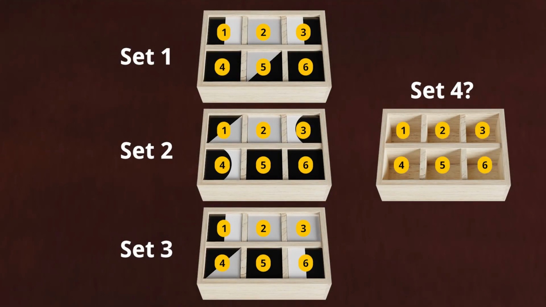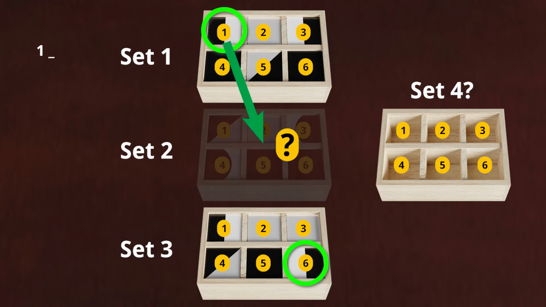Let's label the cubbies 1 through 6 for simplicity. The cube in cubby 1 has a vertical split with the black on the left. When it rotates to set 2, it will either show all white or all black. Then, when it rotates again to set 3, it will show a vertical split again, but this time the black will be on the right. That cube can be found at cubby 6, so we can note this as the cube in cubby 1 moves to an unknown cubby, then moves to cubby 6.